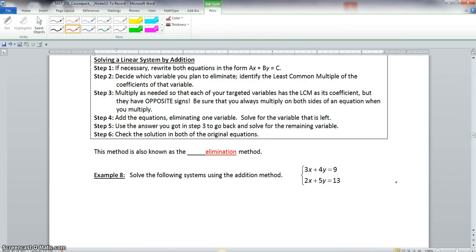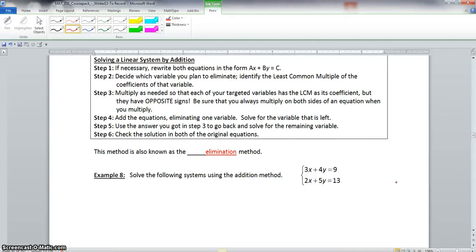Now on the next page here, we have the box telling us the steps to solve a linear system by addition. I'm not going to go through all the steps, but the main thing is that you need to set both equations up in standard form, ax plus by equals c.